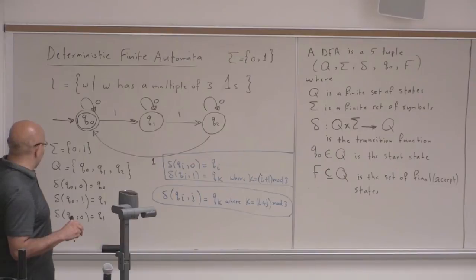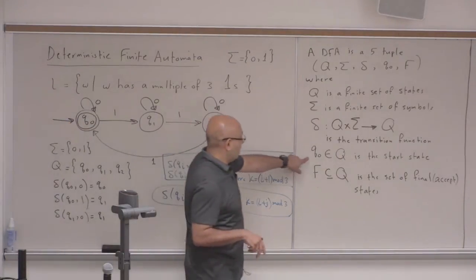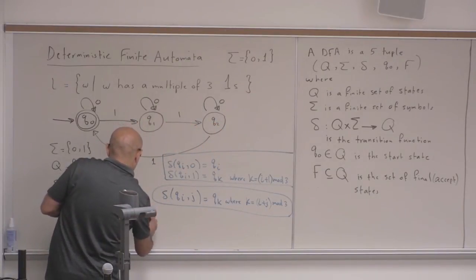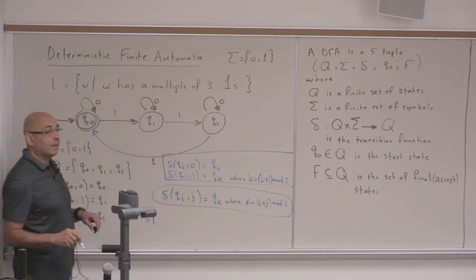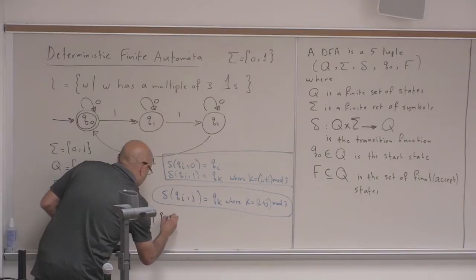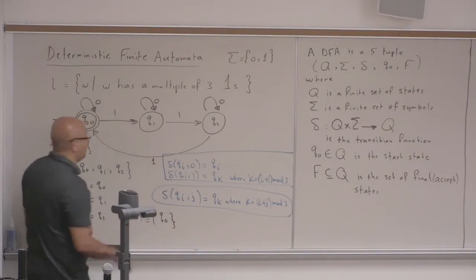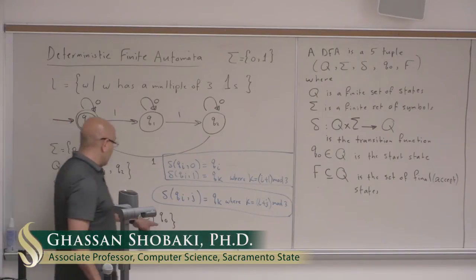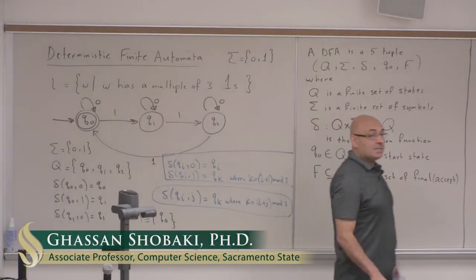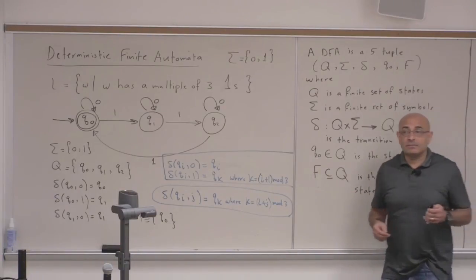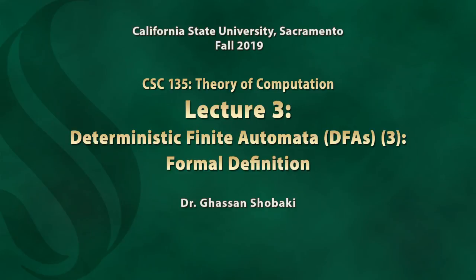Now we specified sigma, Q, and Q0 is the start state. What is F for this finite automaton? So F is the set that includes Q0, because this is the only accept state. Okay? F is the set of states including Q0. Now, okay, any questions on this?